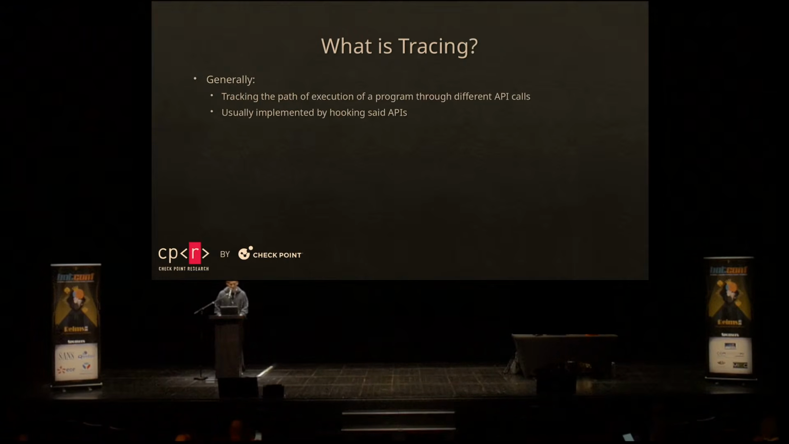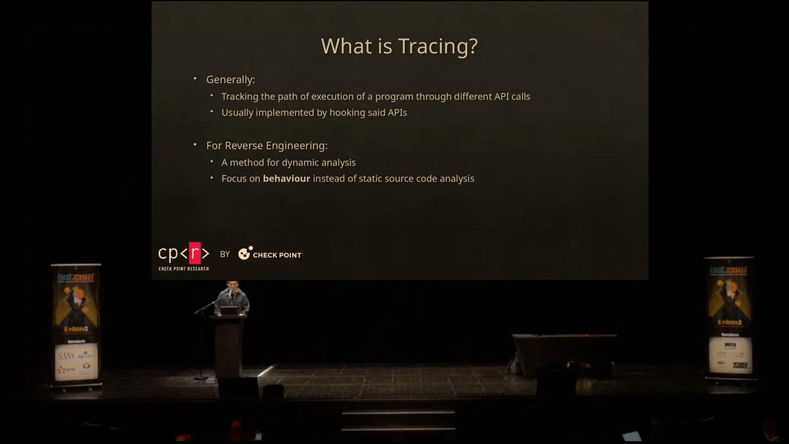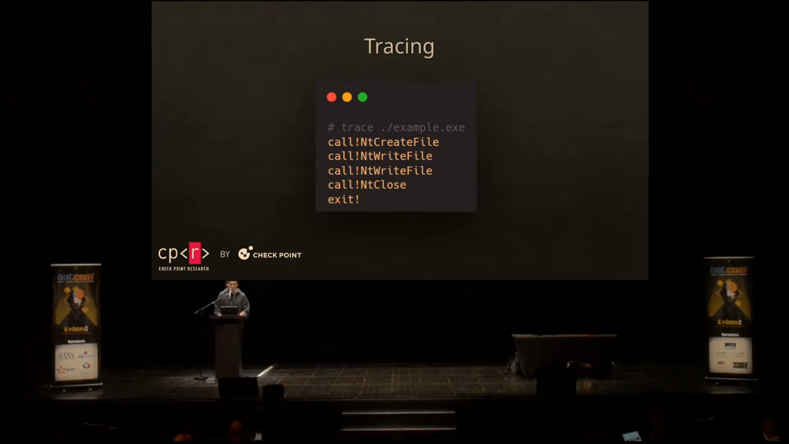So what is tracing? Generally, you can say tracing is tracking the path of execution of a program through its different API calls. Usually that is implemented by hooking into these APIs or by some sort of instrumentation. For us reverse engineers, this means it's another method of dynamic analysis, like debugging, for example. So you're focusing on behavior rather than static aspects of the binary, like disassembly, pseudo source code, or in the case of scripts, source code analysis.